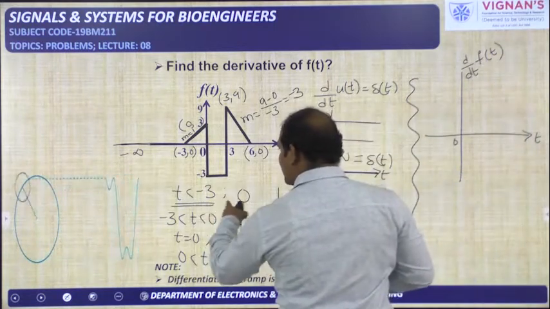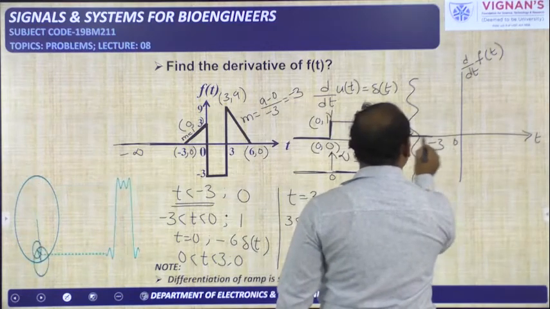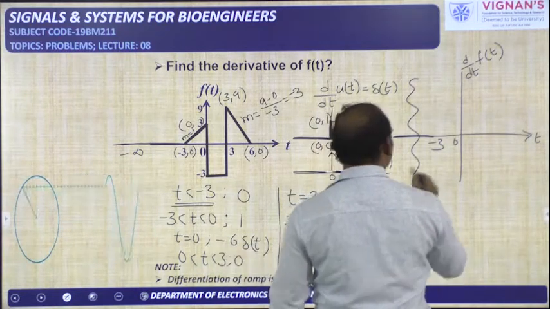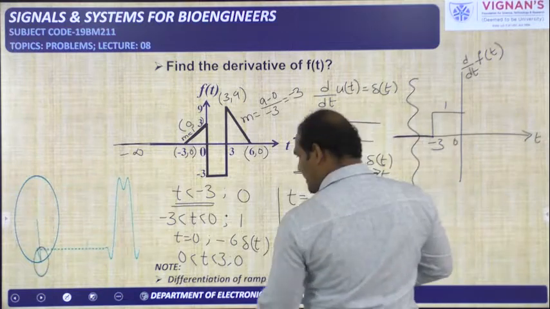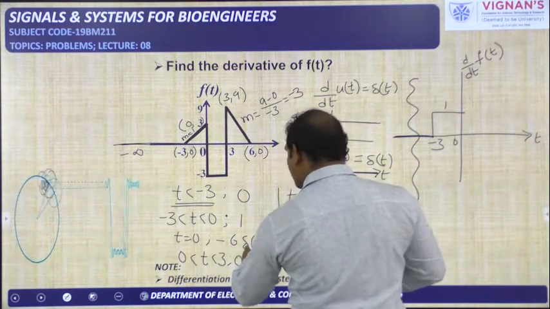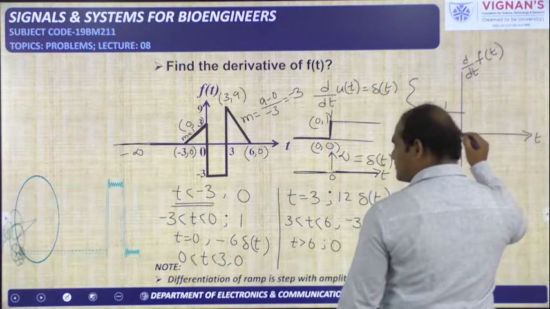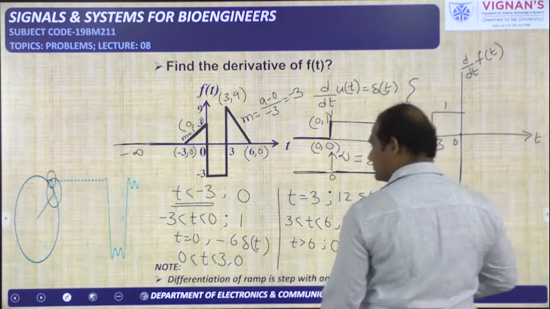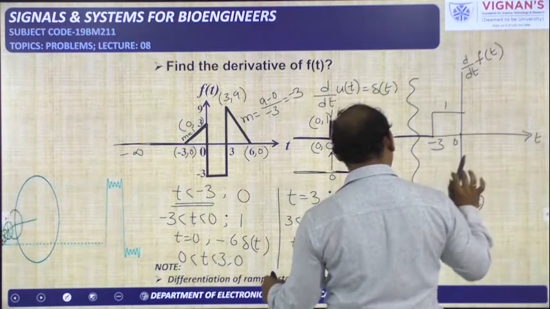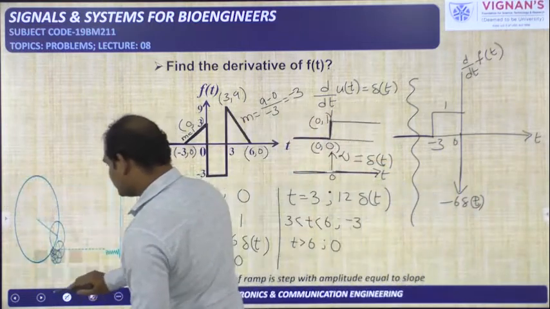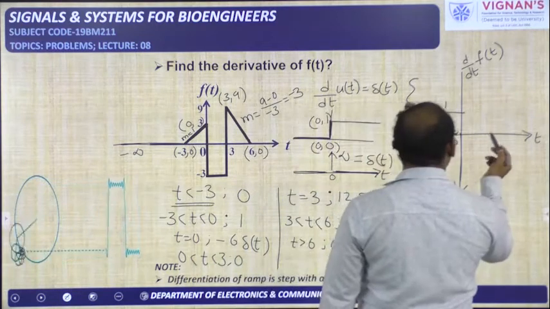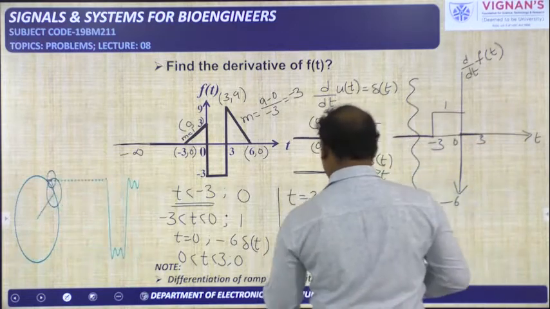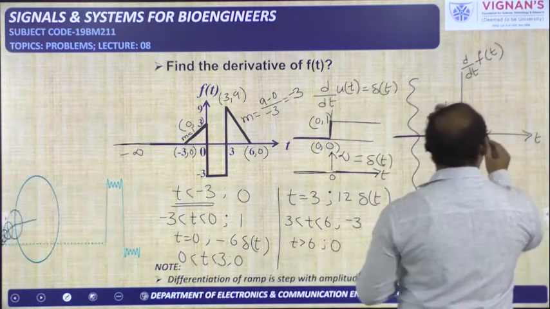When t is less than minus 3, the amplitude is 0 for the derivative part. When t is between minus 3 and 0, the amplitude is 1. Exactly at t equal to 0, the derivative part involves minus 6 into del of t. That means minus 6 with one impulse we can represent, no need to write del of t. From 0 to 3, the amplitude is 0. Next, exactly at t equal to 3, the amplitude is 12.